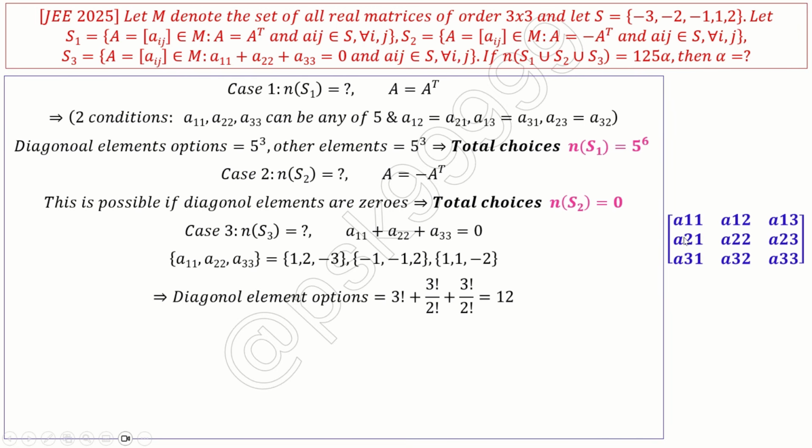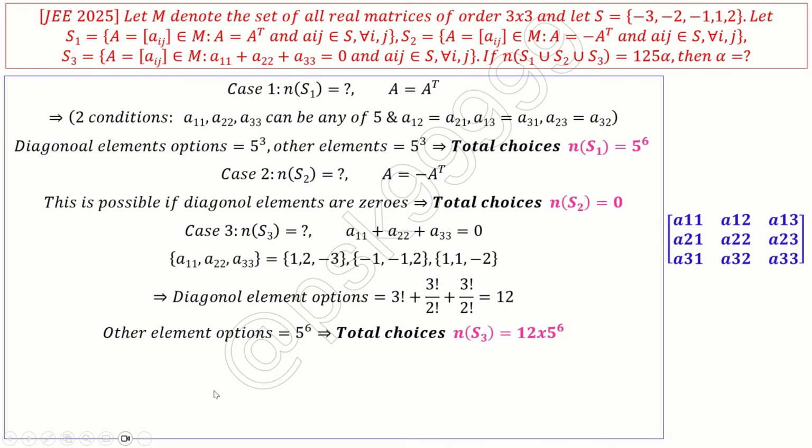And what about the other elements? There is no condition given, so the other 6 elements can be anything. Each one has 5 options, so the other elements can be 5 into 5 into 5 into 5 into 5 into 5, which is 5 to the power of 6. So the total number of elements in S3 is 12 into 5 to the power of 6. Now you have these 3 values.